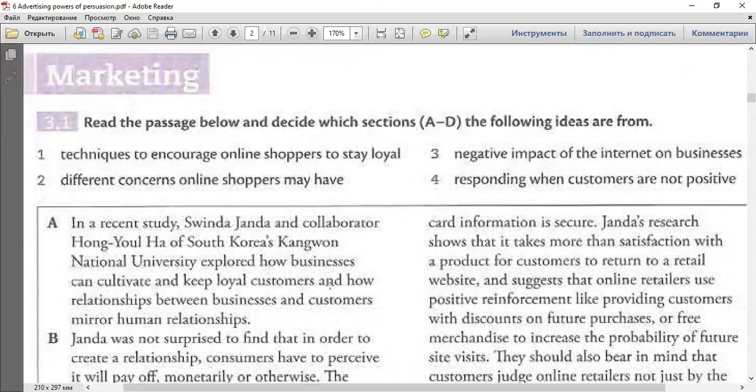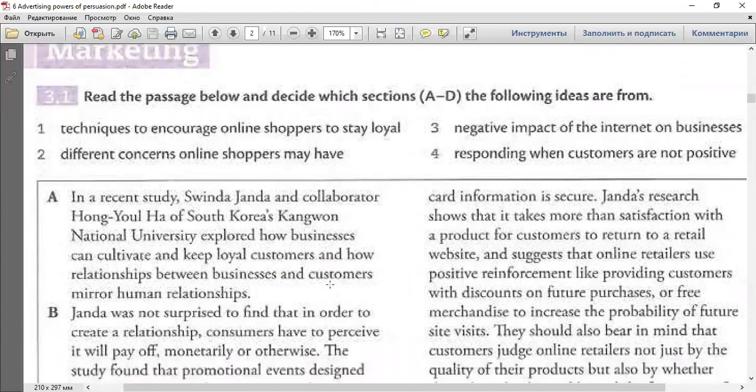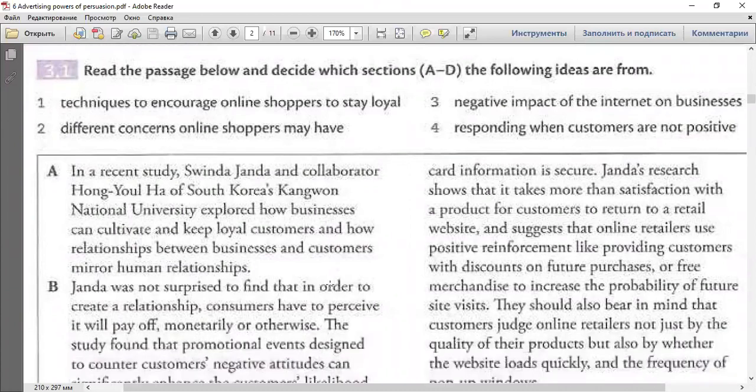Okay, so the ideas are techniques to encourage online shoppers to stay loyal, different concerns online shoppers may have, negative impact on the internet or businesses, responding when customers are not positive. Okay, so you have 5 minutes now. Please match these ideas to the paragraphs.